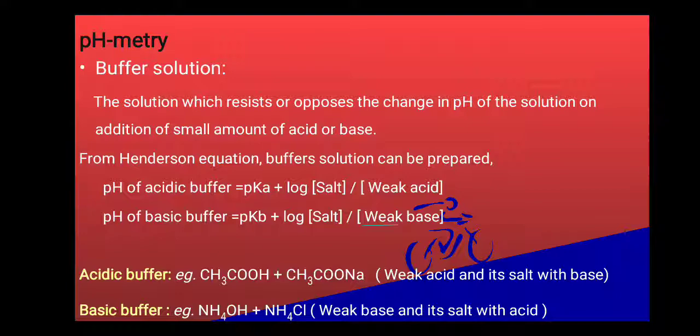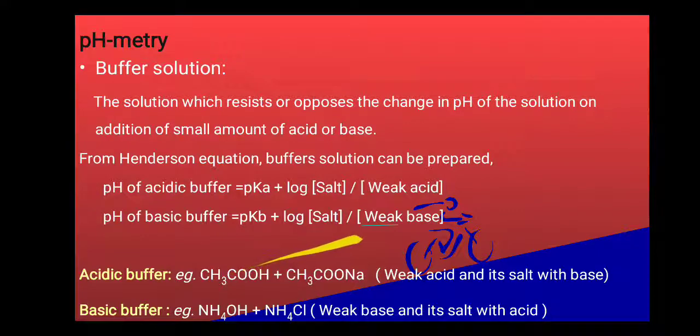From Henderson's equation, buffer solutions can be prepared. The pH of an acidic buffer is pKa plus log of concentration of salt upon concentration of weak acid, and the pH of a basic buffer is pKb plus log of concentration of salt upon concentration of weak base. That is the formula for preparation of the pH of the acidic buffer as well as the basic buffer. So how is this acidic buffer formed?